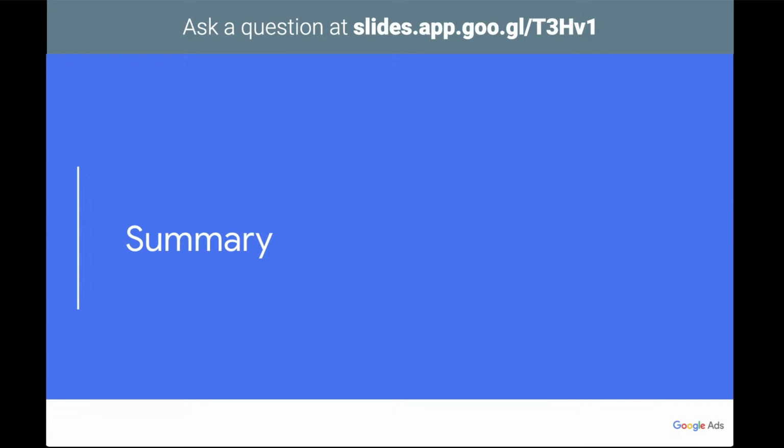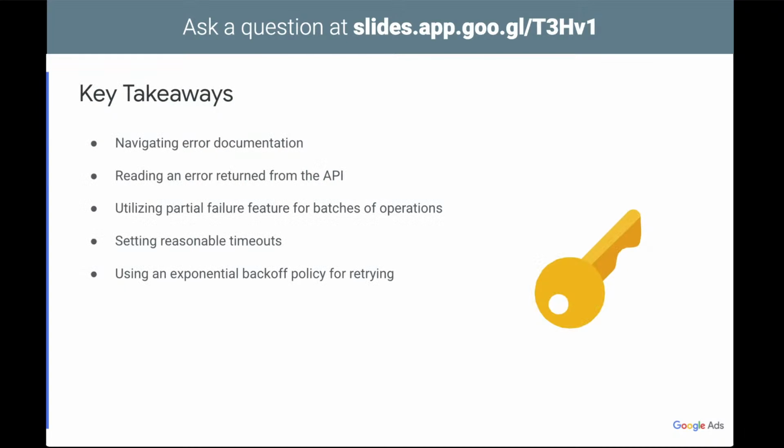All right, just to bring it all together, a few key takeaways from today. We looked at navigating the error documentation in our dev site. We read and handled an error returned from the API. We took a look at enabling partial failures for a request that had multiple operations in it, reading that partial failure message. We took a look at setting reasonable timeouts and using an exponential backoff policy to handle any retriable errors. I'm hopeful that these steps have been useful to you and will prove useful to you as you get started with your implementation using Google Ads API.